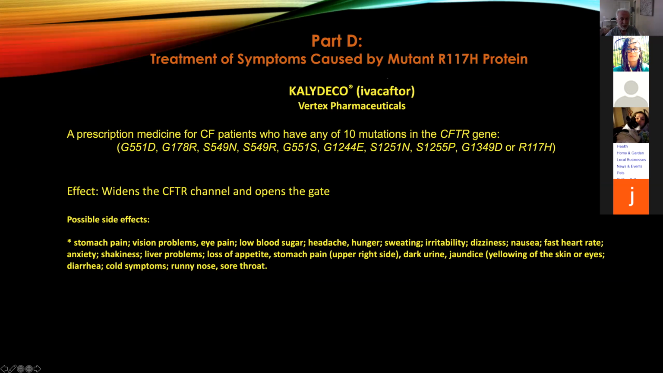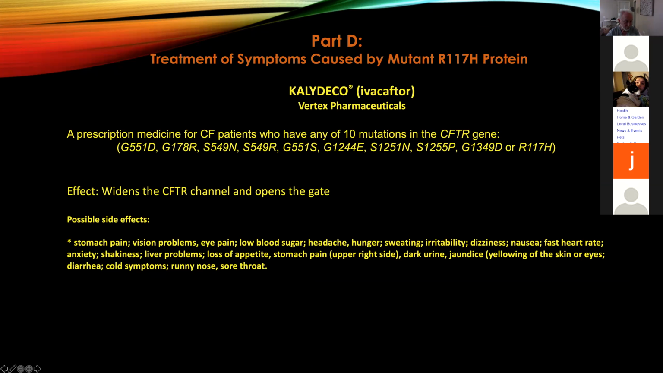And the last part is, what is treatment? Well, there's a chemical, a medicine called Kalydeco, produced by the Vertex company. It treats 10 different mutations in the CFTR gene, including R117H. And what's the effect of this drug? It widens the channel and opens the gate.